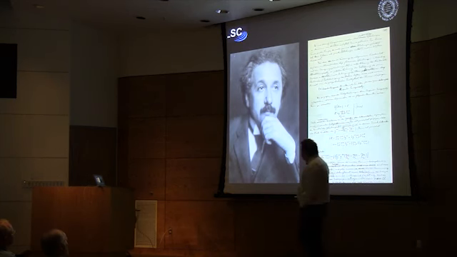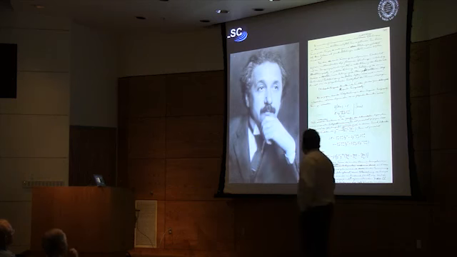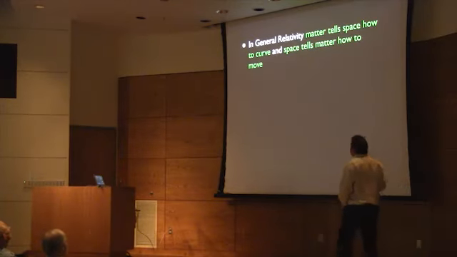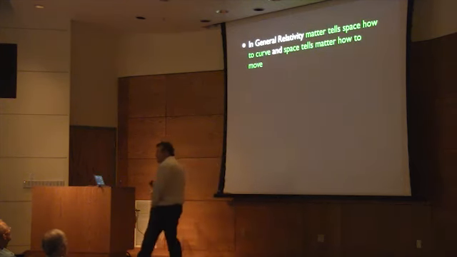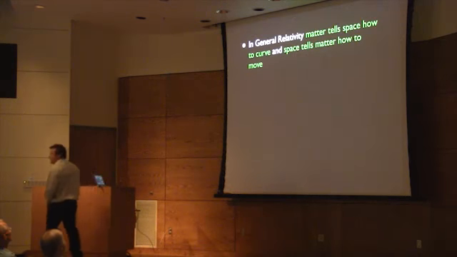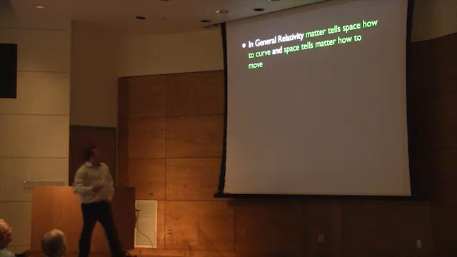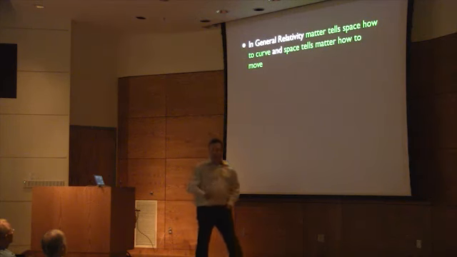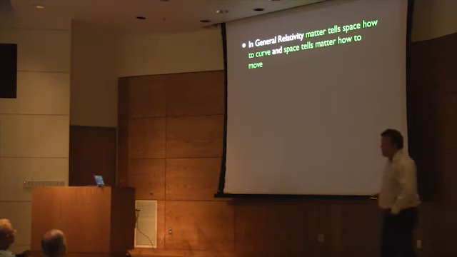So, what is general relativity? What is Einstein's theory of general relativity? Well, John Wheeler summed up all of Einstein's theory of general relativity, his theory of how matter and gravity interact, into one very nice, succinct sentence. And that is, in general relativity, matter tells space how to curve, and space tells matter how to move. What does that mean? Well, let's take a look at a picture.